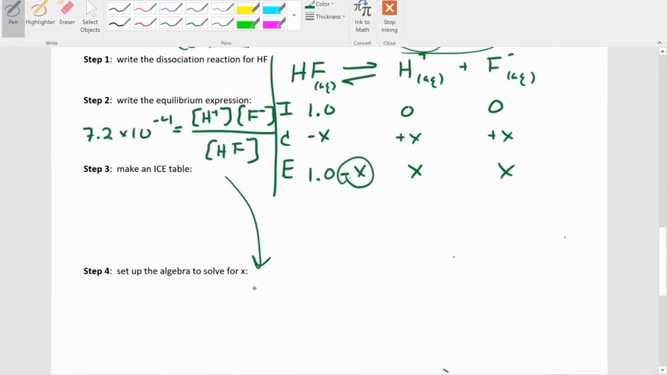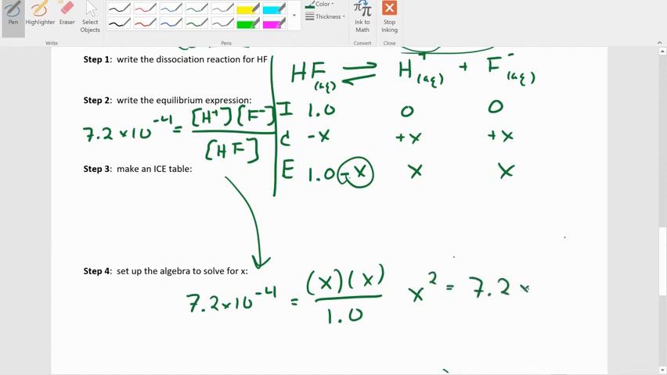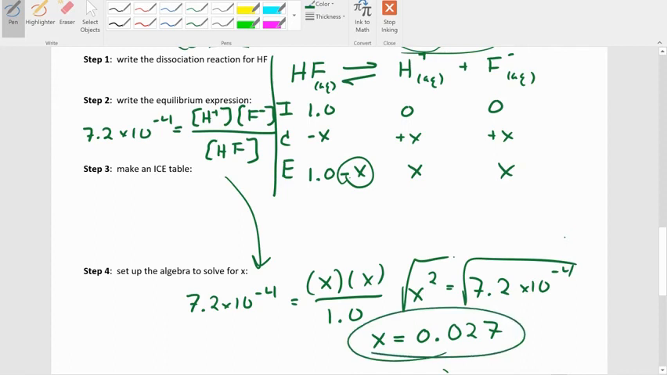So if we plug this in, we get 7.2 times 10 to the negative fourth equals x times x, or x squared, all over 1.0. And so I end up with x squared equals 7.2 times 10 to the negative fourth. And I'm going to take the square root of both, and I end up with x equals 0.027. All right, so that's our x value.